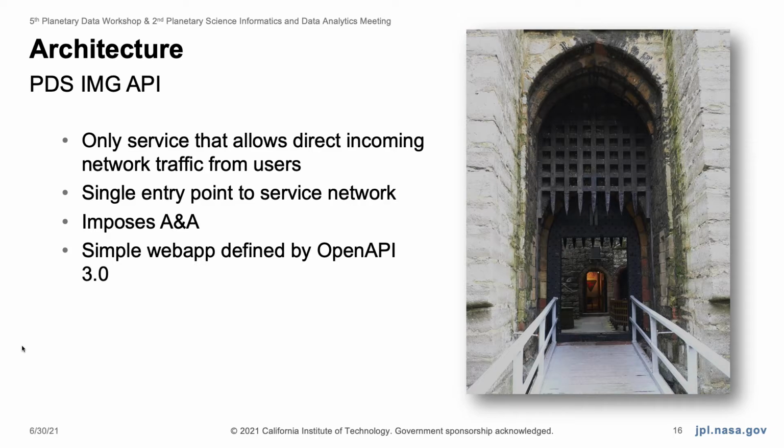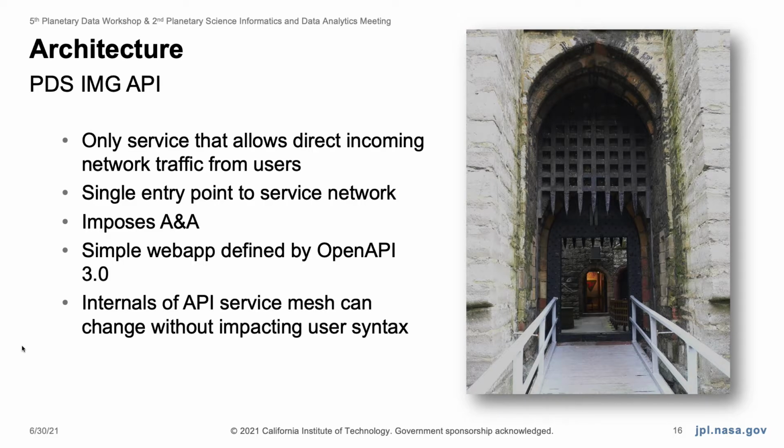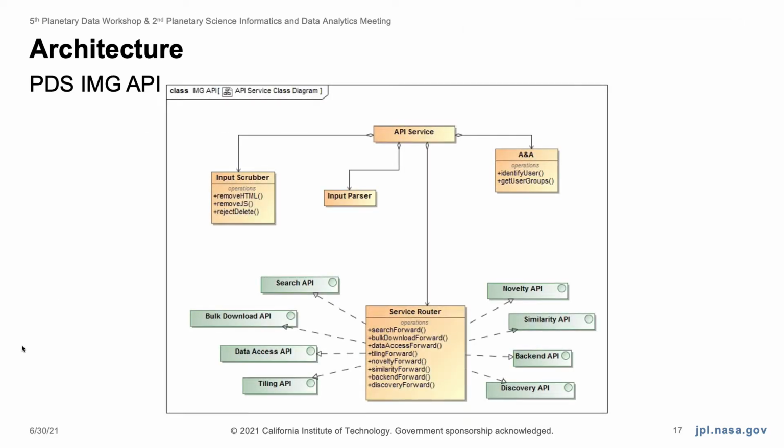The imaging API is a very simple web app. It's defined by the OpenAPI 3.0 standard. A great perk of this is that the internals of the API service mesh can change without impacting user syntax. To explain what that means, I have this class diagram here, and you can see the API service up at the top.